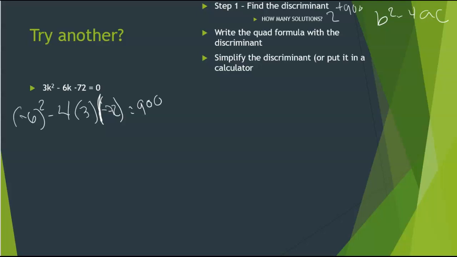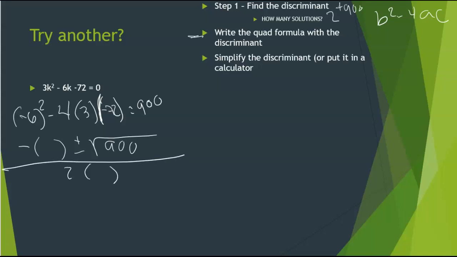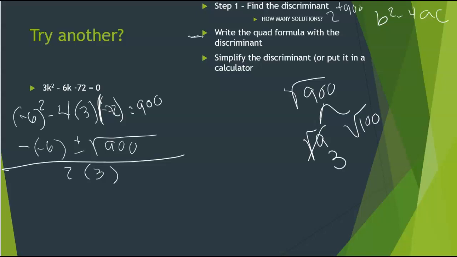Okay, so now I'm going to write the quadratic formula with the discriminant. The quadratic formula is opposite b plus and minus the square root of the discriminant all over 2a, and our b was negative 6, a was 3. All right, simplify the discriminant. So we got the square root of 900. Can I say that's the square root of 9 times the square root of 100? The square root of 9 is 3. The square root of 100 is 10. 3 times 10 equals 30, right?